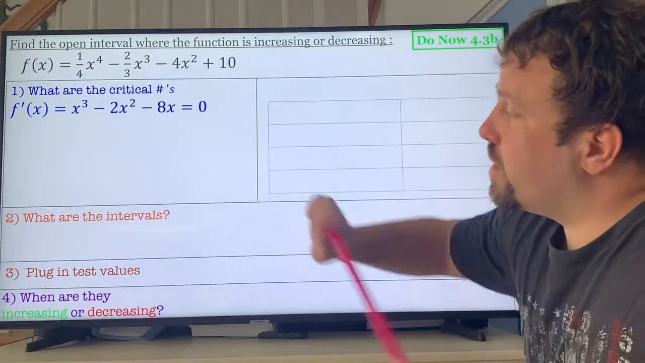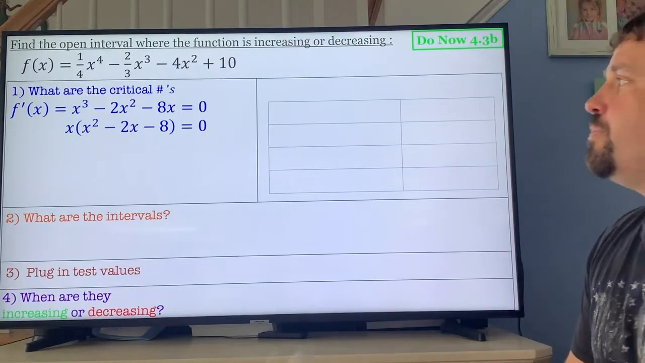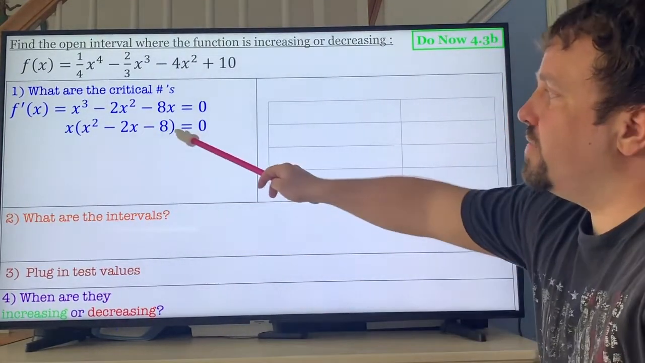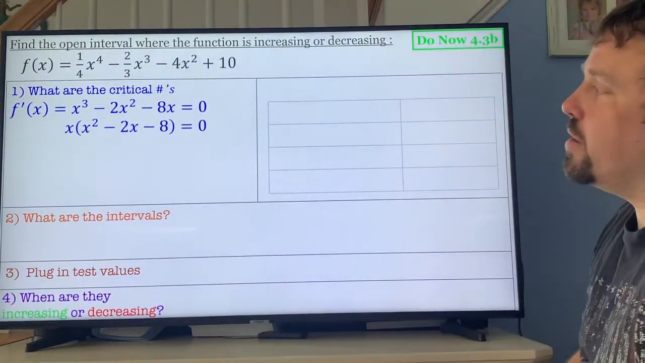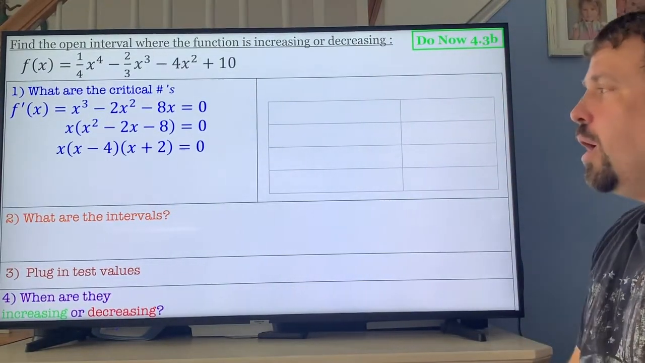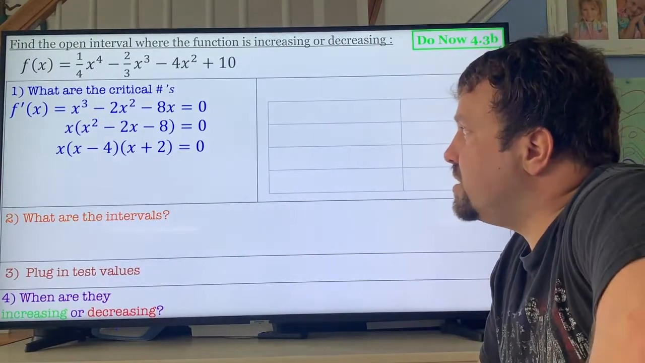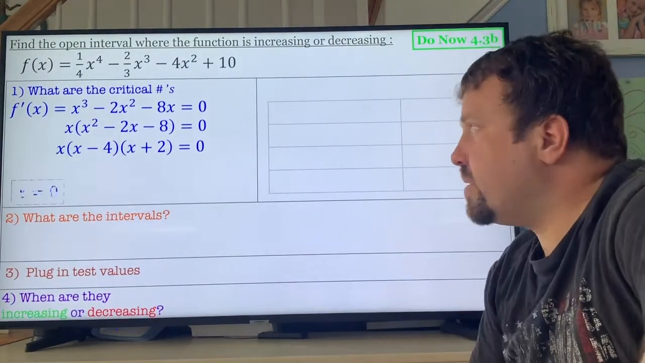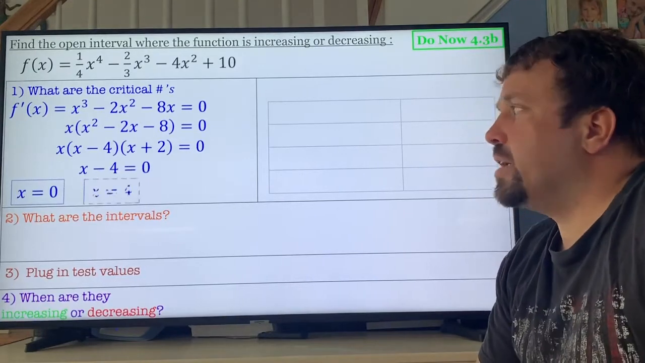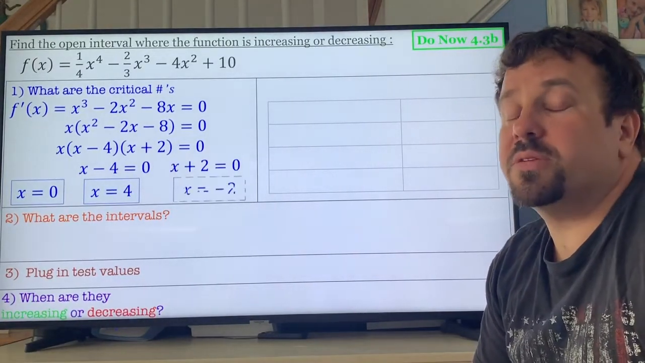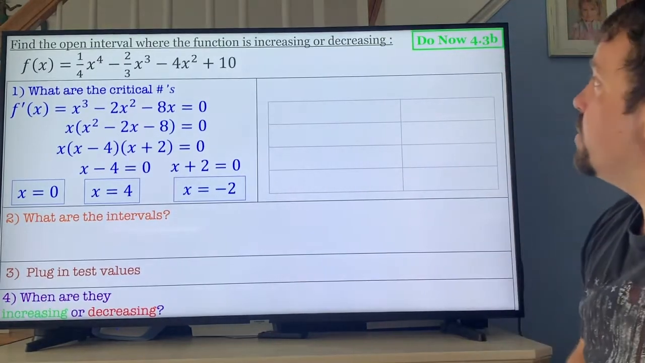Alright? What can you take out of that? You could take an x out. You could factor that. That becomes factors of 8 that add up to negative 2, negative 4 and 2. So, x times x minus 4 times x plus 2 equals 0. I set all three of them equal to 0. X equals 0. X minus 4 equals 0, so x equals 4. And x plus 2 equals 0, so x equals negative 2. So those are your 3 critical numbers.